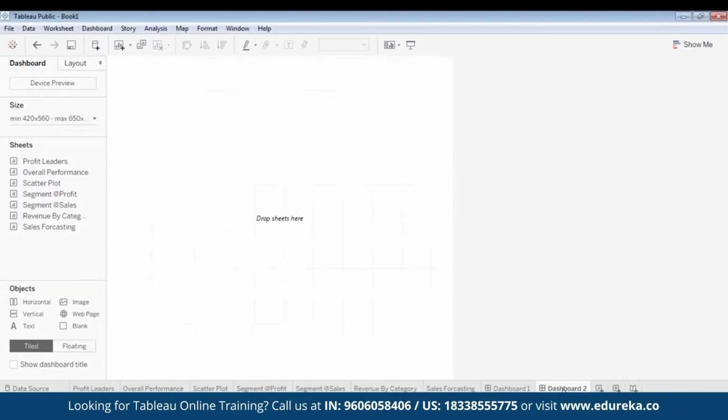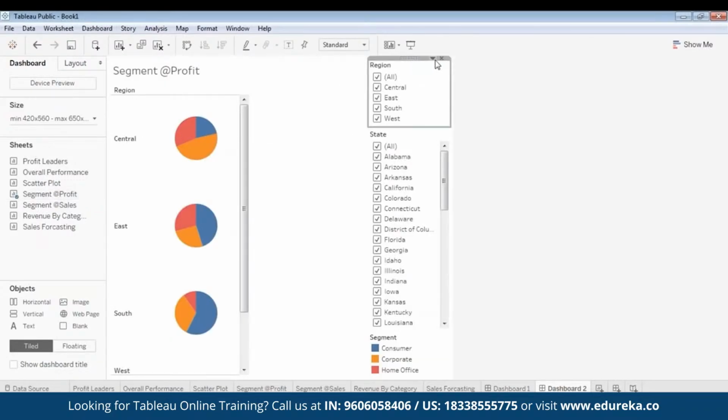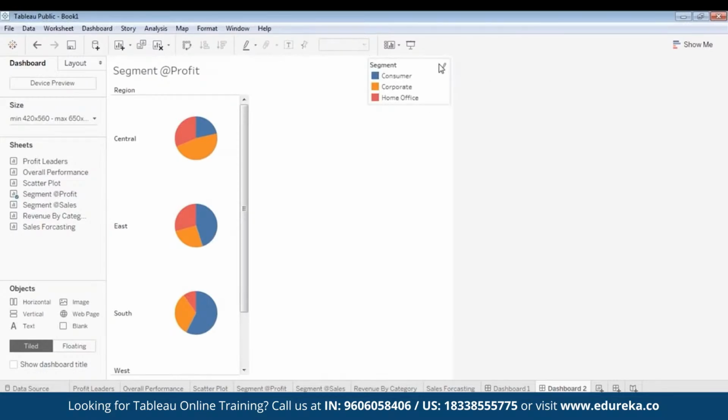Again, I'll go over here and create a new dashboard, my second dashboard. Now in my second dashboard, I want to show the other things: my segment, my revenue by category, and finally my forecasting. So I will just drag the sheet, this one here, everything is there. Right now, let me remove all the filters. Later on I will add them. Okay, I will keep the segment.